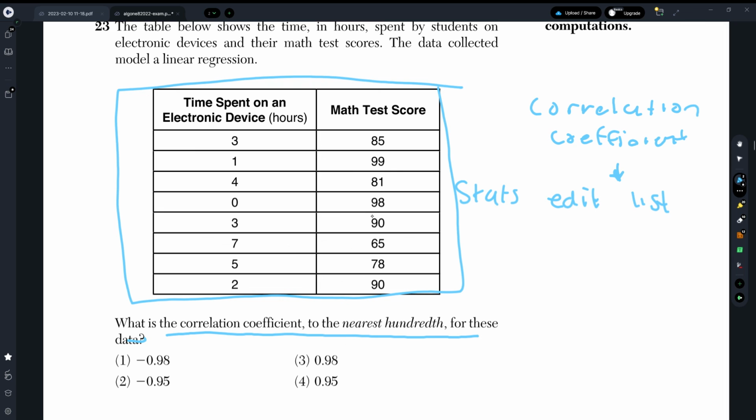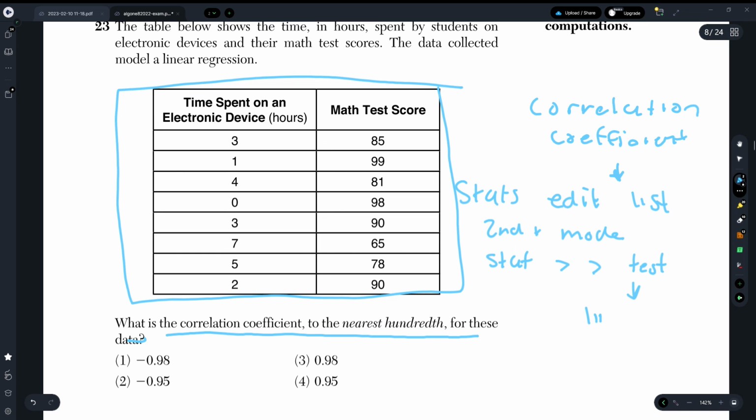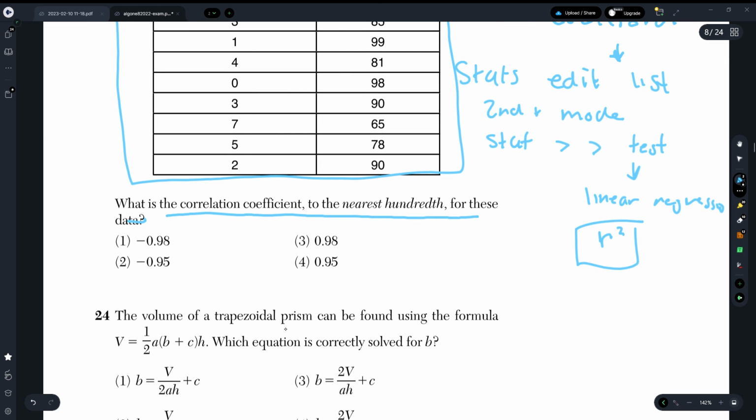Next, you do edit list, then you do second quit, you do second plus mode, right? And then you go back into stat. You press the left arrow button until you go into tests, and you scroll down to linear regression. And then you just copy down the r-squared value. So it's literally just testing you if you know how to use the calculator. If you did this properly, your r-squared value would be 0.98.